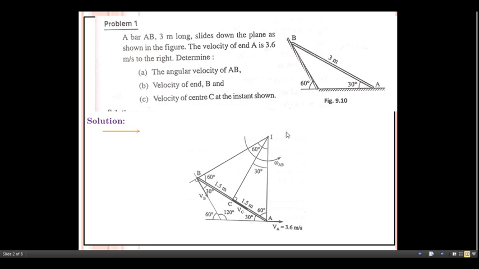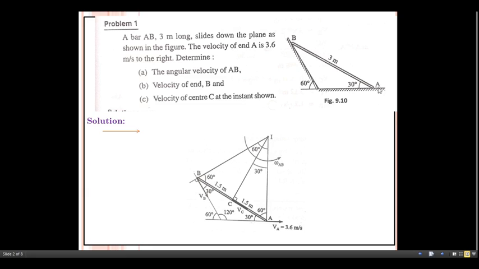So first of all, you have to draw this diagram in such a way that we can locate the instant center I. For that, see what's the information given. In this case, the velocity of end A is 3.6 meter per second to the right. This information is with us, apart from the dimensional information. Now redraw this diagram in this way.